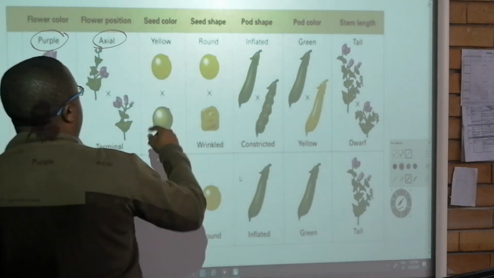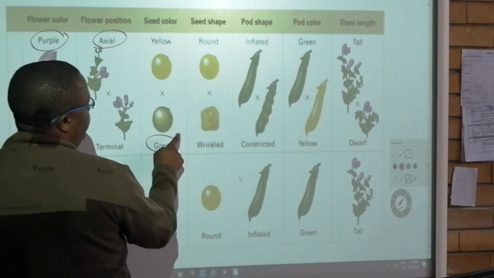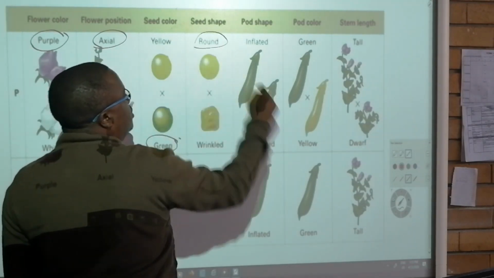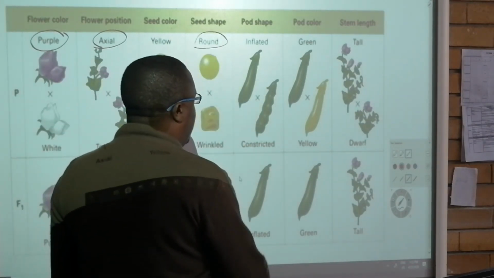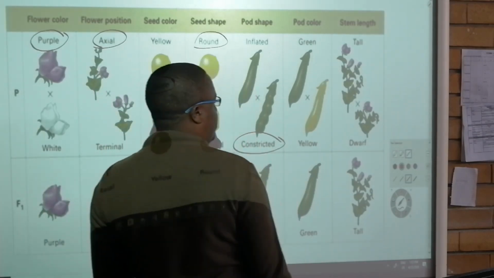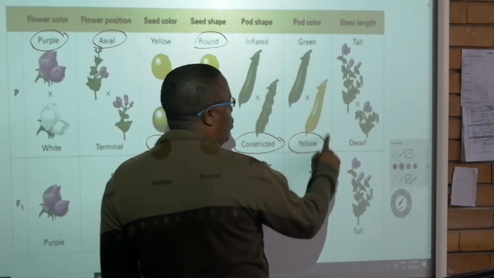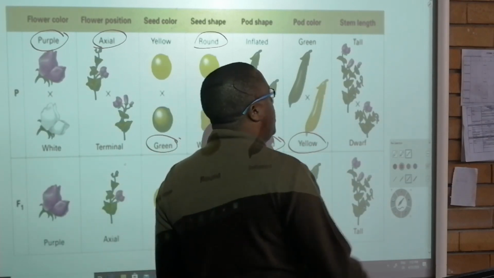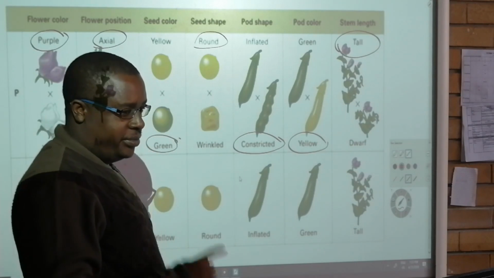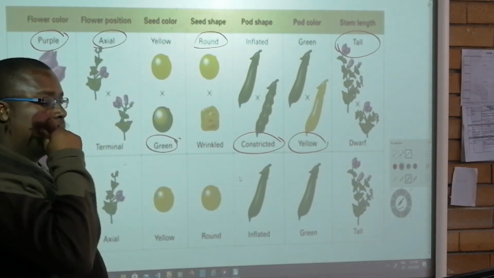Right. Seed color, let's say that it's green. The seed shape is round. The pods are constricted. And the pod color for those same pods is yellow. And then this pea plant is tall. Right. That's our new pea plant.